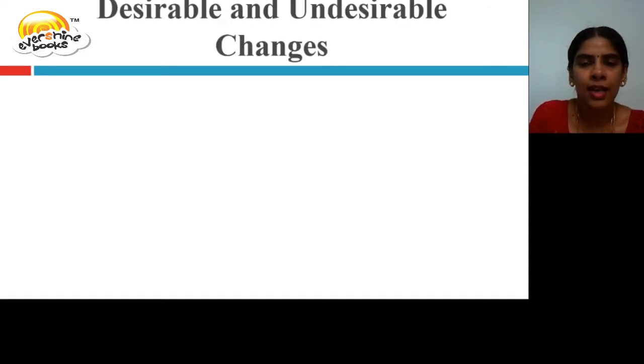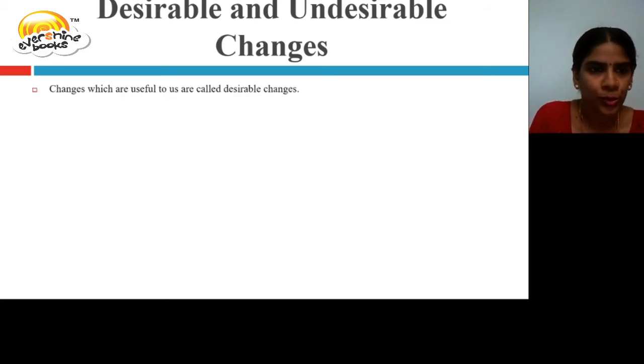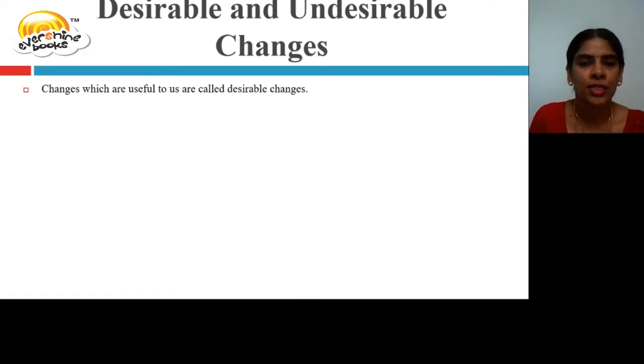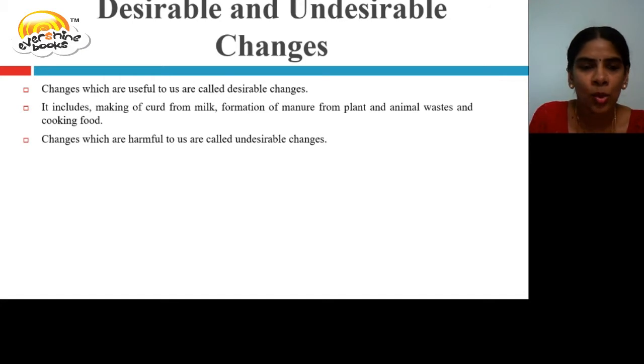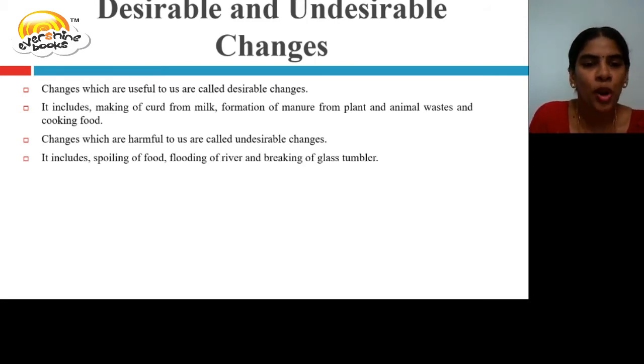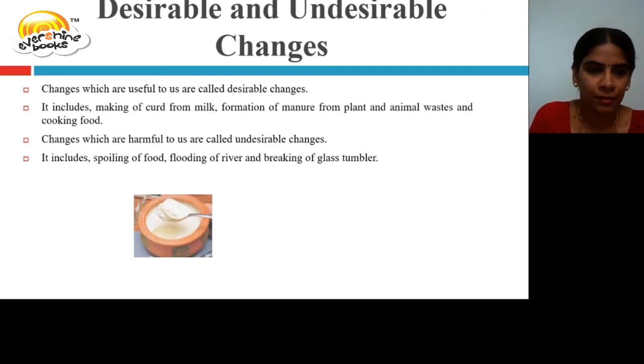Desirable and undesirable changes. Desirable is what you want, and undesirable is what you don't want. Changes which are useful to us are called desirable changes. It includes making of curd from milk, formation of manure from plant and animal waste, and cooking of food. There are some changes which are harmful to us. These are called undesirable changes. It includes spoiling of food, flooding of river, breaking of a glass tumbler.